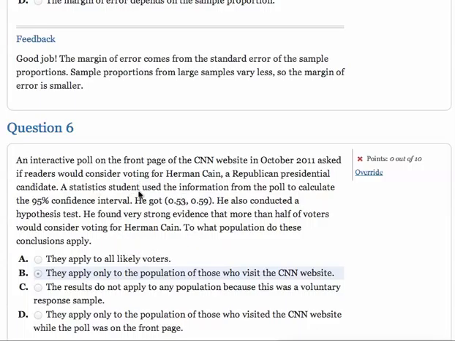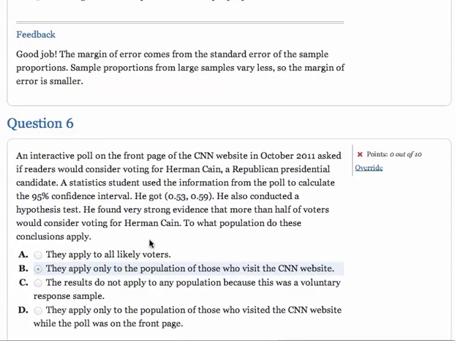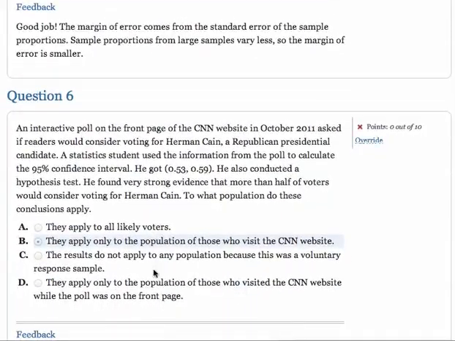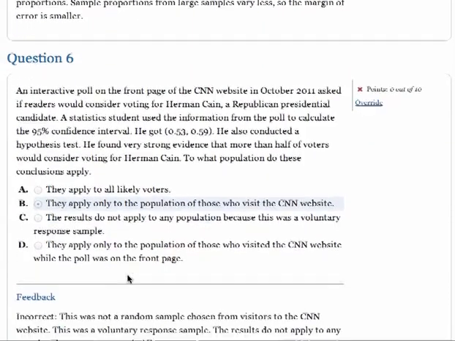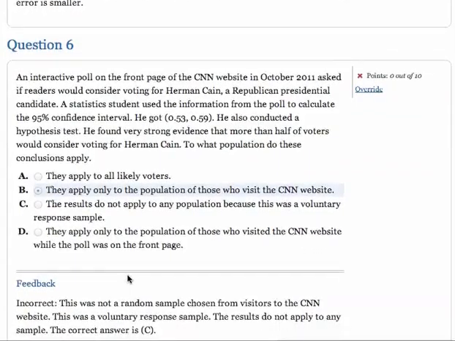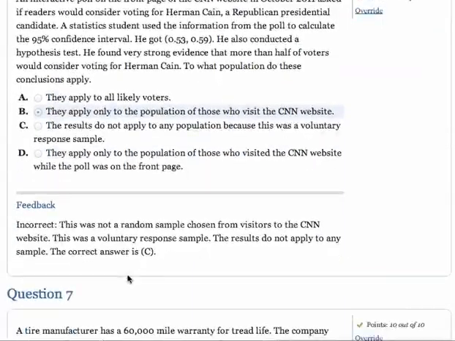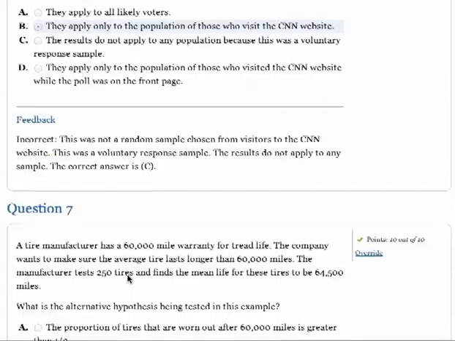Therefore, any of this other stuff down here about confidence intervals is meaningless. We can do it, but we can't apply the results to any population because, answer C, this was a voluntary response sample. So watch out for that kind of question. Make sure that you not only check normality requirements, but look at the sample and make sure that you have a nice random sample so you can apply it to your population.